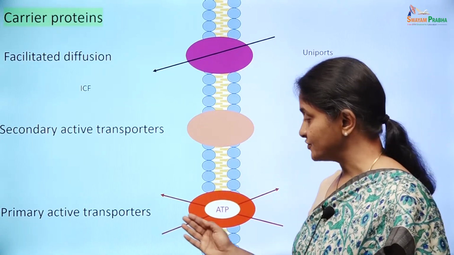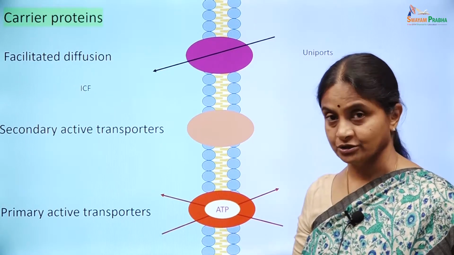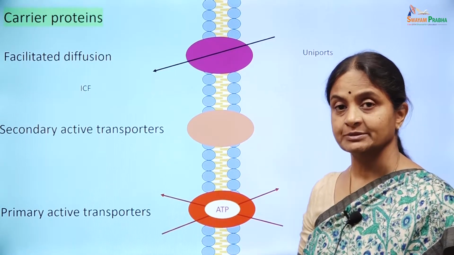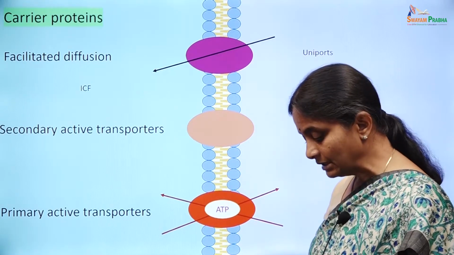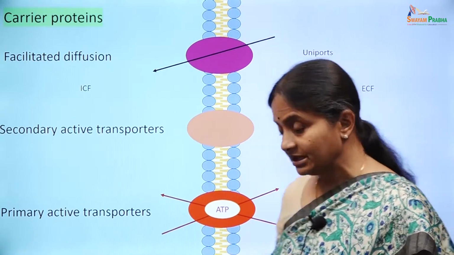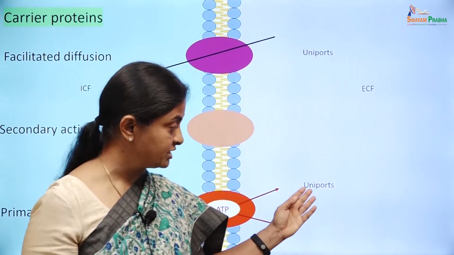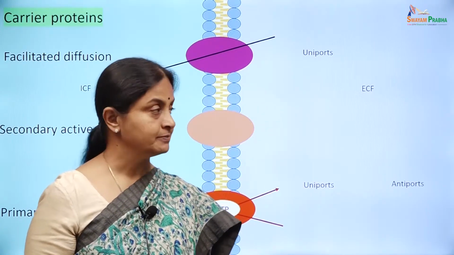So, all primary active transporters transport only ions, not non-ionic substances. So, these could be either uniporters transporting just one substance or antiporters.